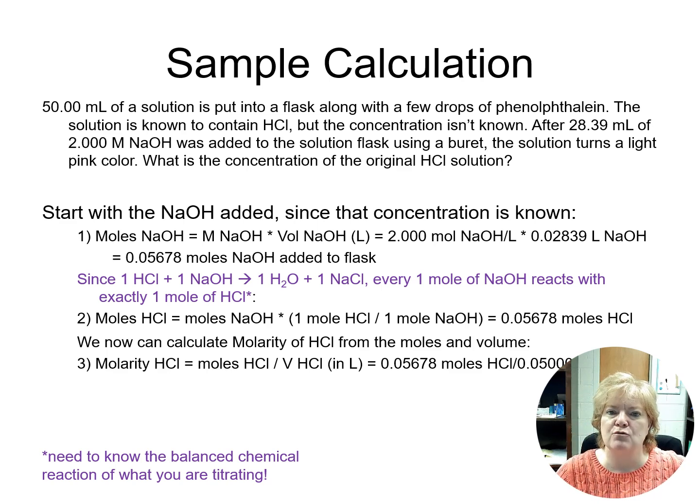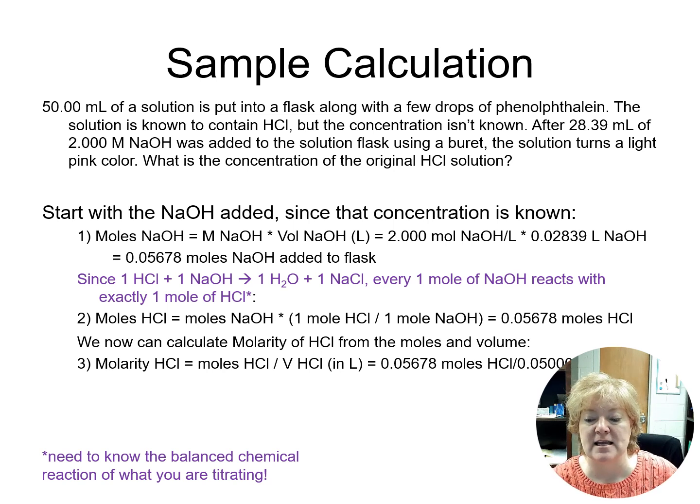And then step 2, use the coefficient ratio. You have to have the balanced chemical reaction. Don't skip that. For NaOH and HCl, it's 1 and 1, so I'm multiplying by 1 and dividing by 1, and I get the same answer. But tartaric acid is a diprotic acid, so it's not going to be 1 and 1. Make sure you're using the coefficients.